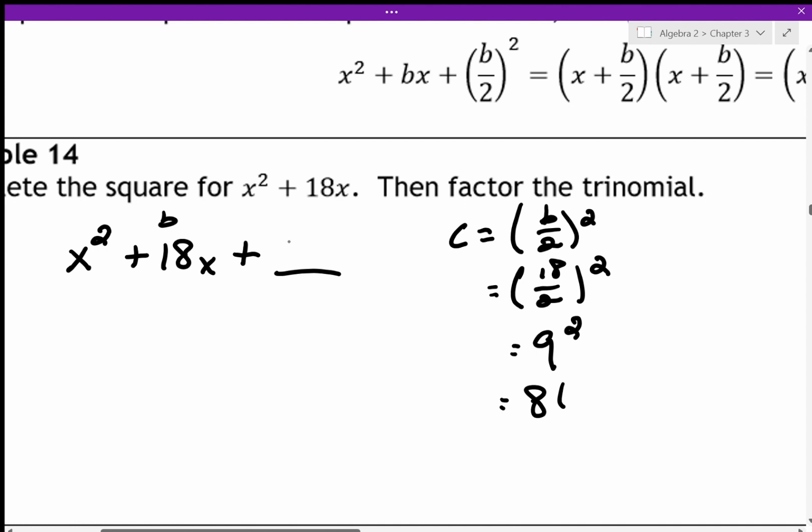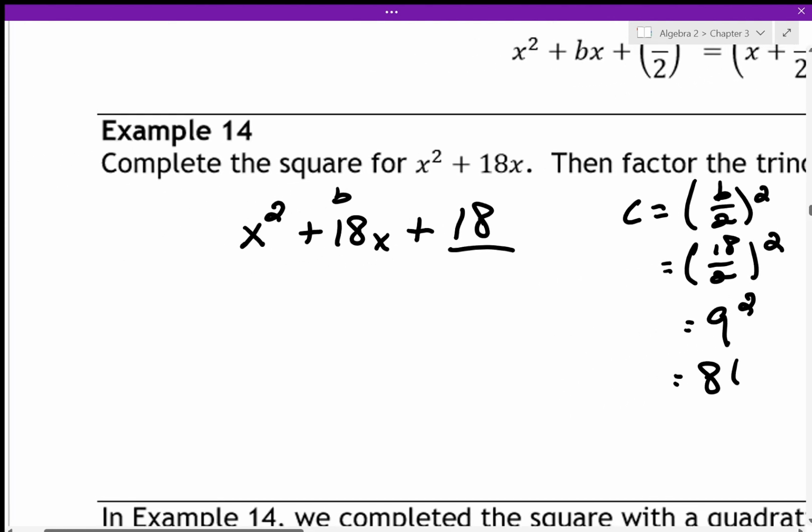And what that tells me is that if this last blank is an 81, then it's going to factor really nicely. Oh, not 18, 81. Good grief, 81. There we go. So because this c is an 81, it should factor really nicely. And let's go ahead and do that.